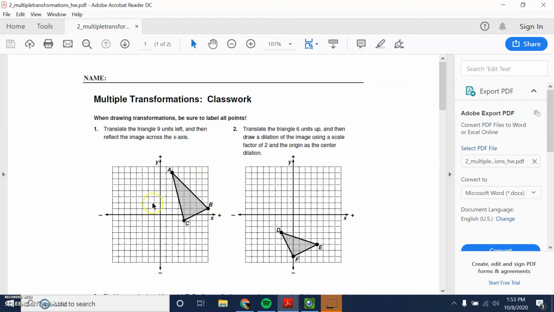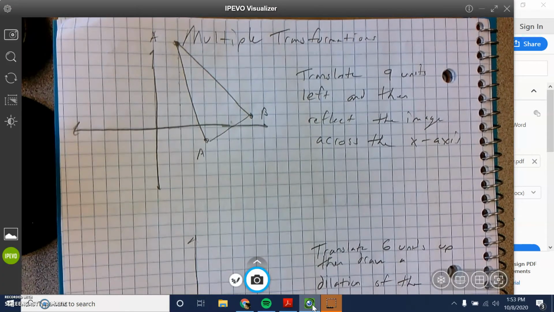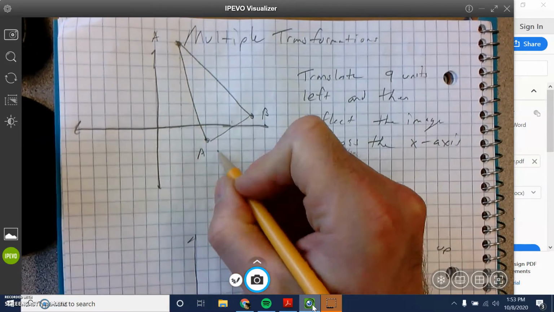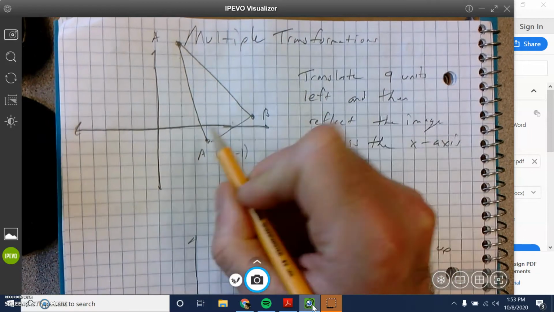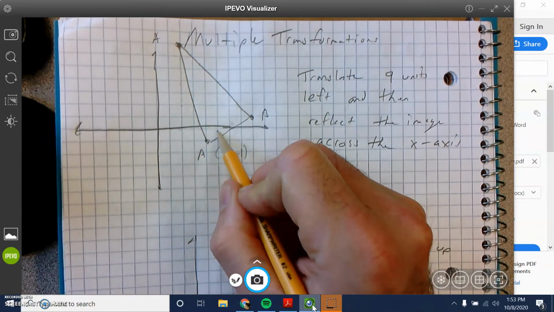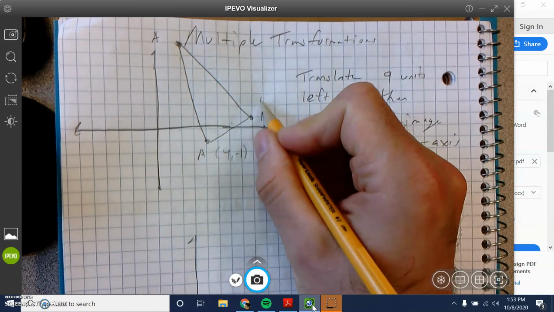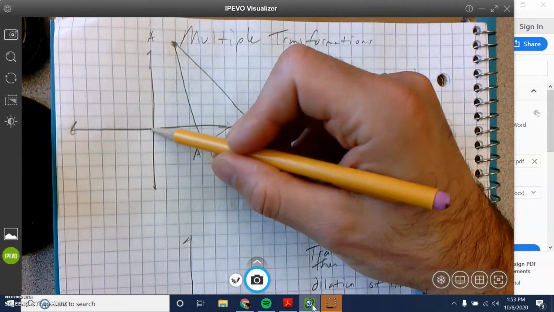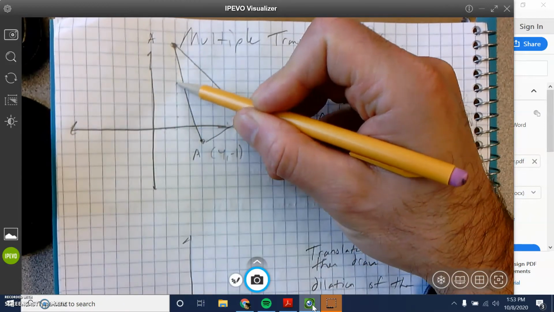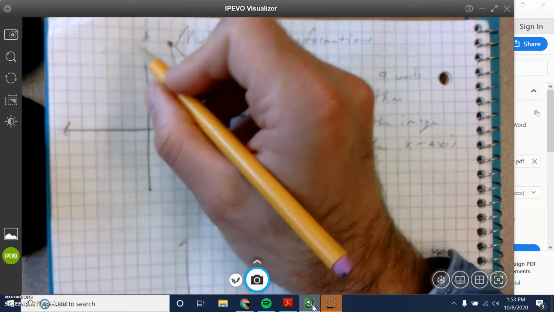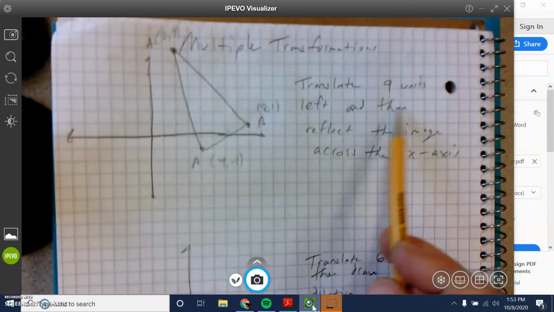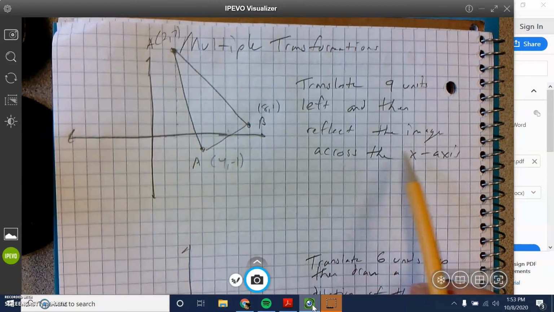Draw a picture of this on your graph paper right now, like I got. Bam. So there we go. So A is 1, 2, 3, 4, -1. B is 1, 2, 3, 4, 5, 6, 7, 8, 1. And A up here is 1, 2, 1, 2, 3, 4, 5, 6, 7. So it's 2, 7. Bam. Okay. So translate 9 units to the left and then reflect the image across the x-axis.